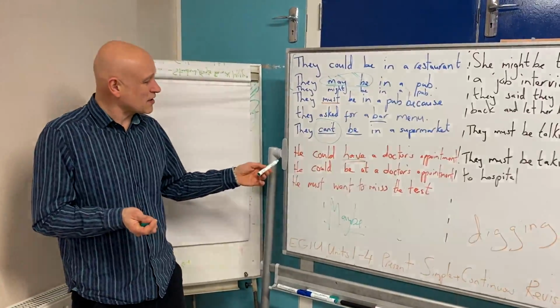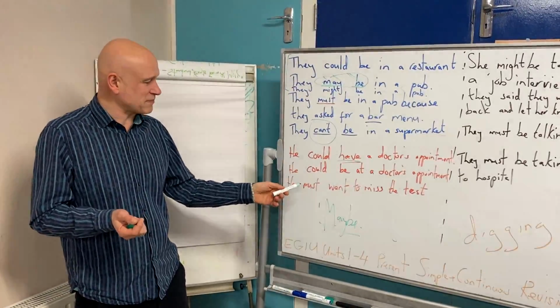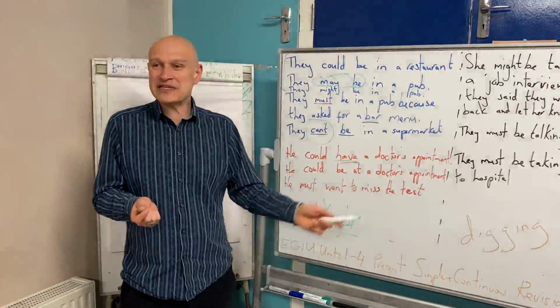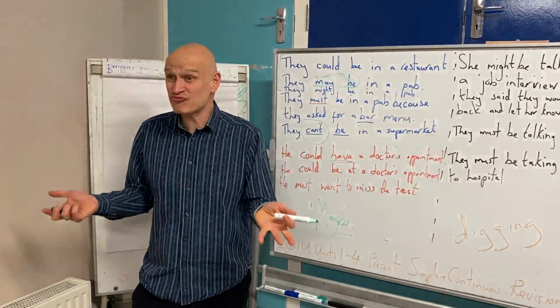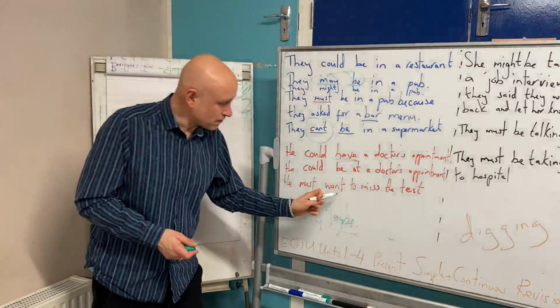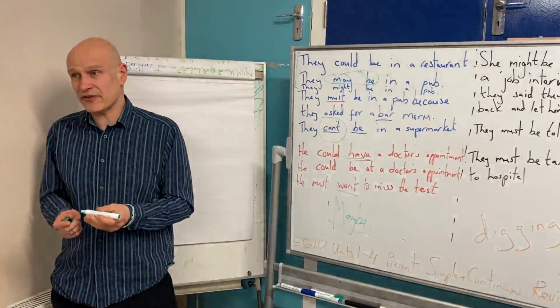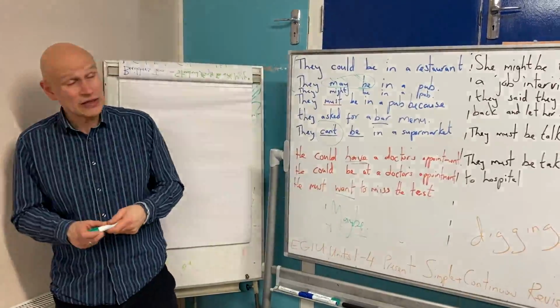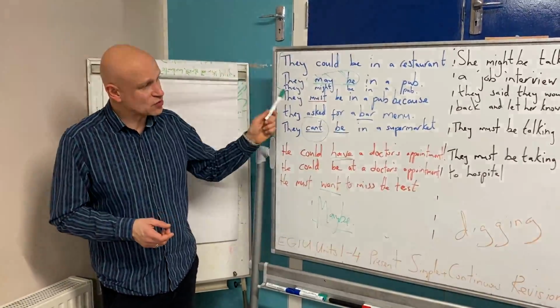Here's an interesting one. This guy, what was his name, Enrique, he must want to miss the test, probably because he hasn't revised for it. So, once again, the possibility of using other verbs apart from the verb to be, although most of the time we use the verb to be.